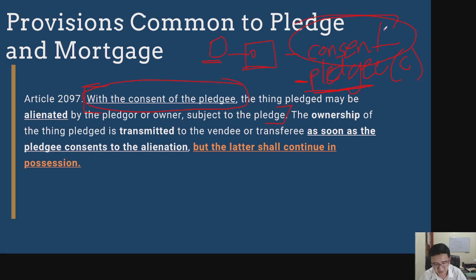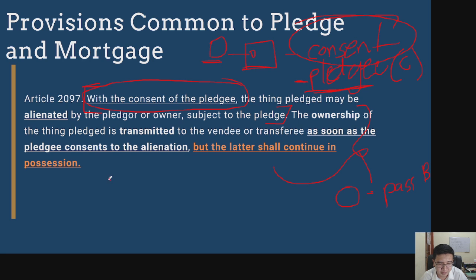That's basic. Imagine, pinledge mo yung cellphone mo dun sa kaibigan mo para makautang ka sa kanya. Since nasa kanya yung cellphone, kung gusto mong ibenta yung cellphone, kailangan mo ng consent ni pledgee kasi siya ang may hawak ng cellphone. Okay? The ownership of the thing pledged is transmitted to the vendee or transferee as soon as the pledgee consents to the alienation, but the latter shall continue in possession. So, if merong consent, okay, the ownership will pass to the buyer.